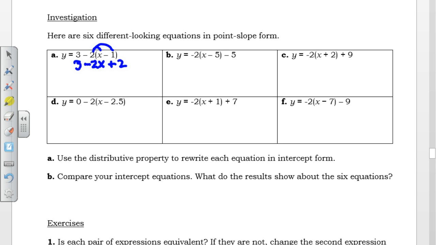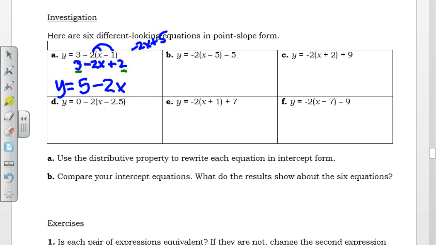Now this is different from the example because the like terms were at the back, and now my like terms are one in the front and one in the back. So the 3 and the 2 go together to make a 5, and the negative 2x is my slope. I'll leave that in that order, but I could also write negative 2x plus 5. That would be equivalent.